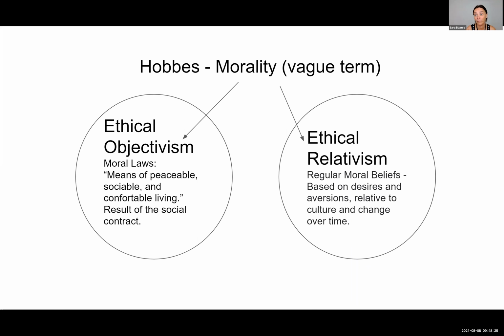So they would be a result of deliberating during the social contract, right? And then you would see if it's really working to maintain peace. So if it is working, then that's objectively right. But you have to make a contract, and the goal has to be established, which is to have a peaceful and comfortable and sociable living.